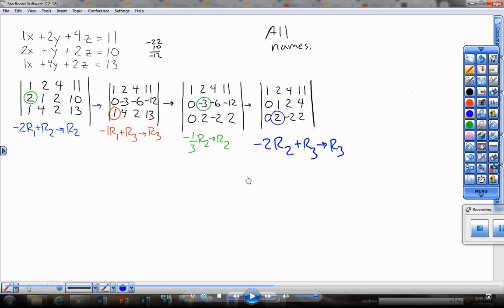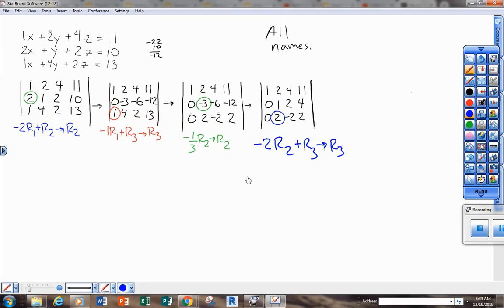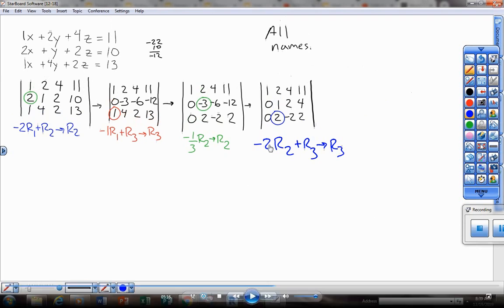There's the right step right there. Sorry about that confusion. So I'm going to take negative 2 times row 2, add it to row 3, and put those numbers back in row 3. All that work was a mistake I made. It shows you how fast it snowballs when you make a mistake.